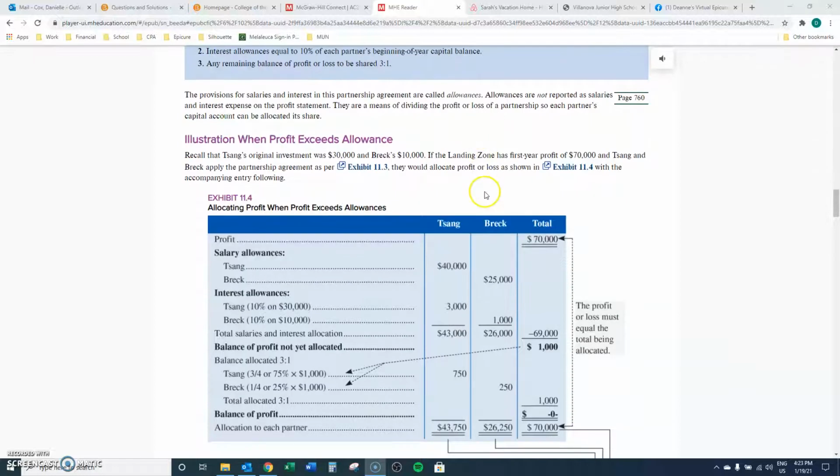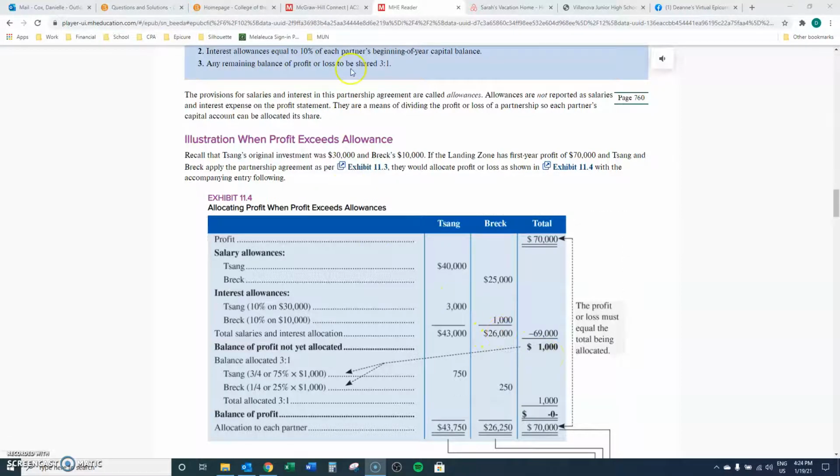Interest allowance was 10% of each partner's beginning of year capital balance. So you look and see what they had at the beginning of the year, which they just started. So it was $30,000 and $10,000. So 10% of $30,000, 10% of $10,000. So then we add up and see where we are. So $43,000 here, $26,000 here. Added together, that's $69,000. So of the $70,000 in profit, we would allocate $69,000 of it based on this. That leaves us $1,000 left over.